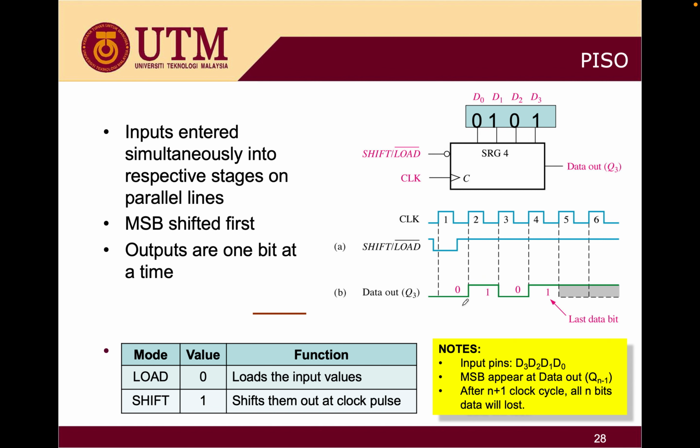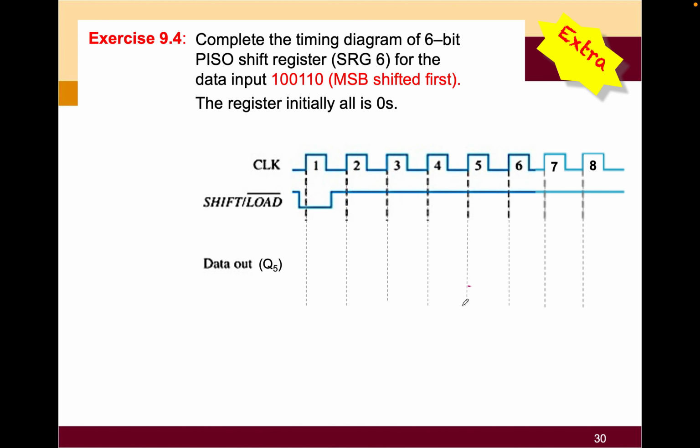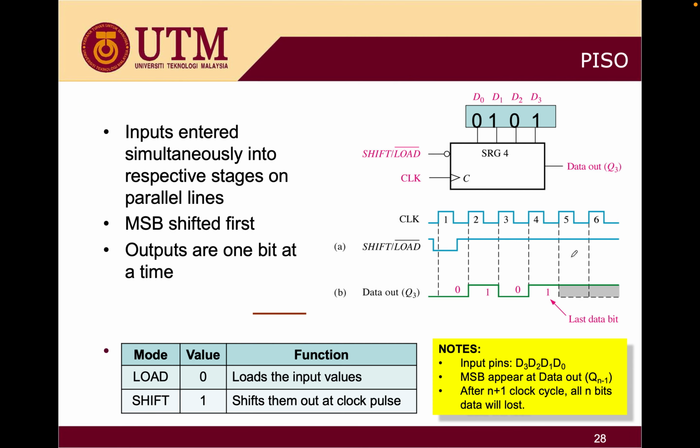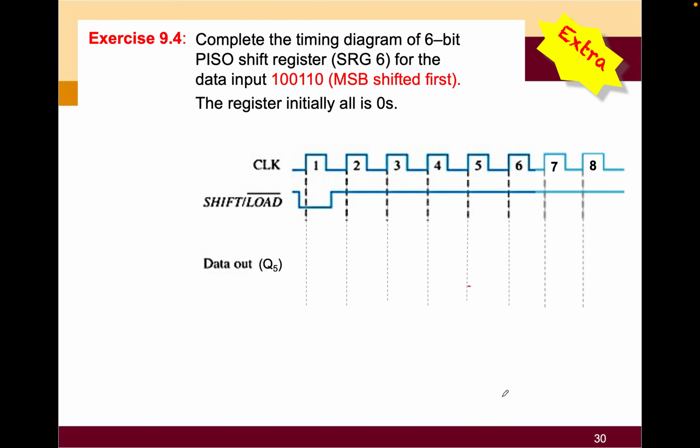serial out. Okay, so let's take a look at another example. Let's say you have here, complete the timing diagram if you have 6 bits. Okay, where are you going to have the value? Normally you're going to have it until this only, right? And after that you don't have value. Okay, just remember, because there is a note, all data bits will be lost at n+1. So that's why your data will be filled until 6 only.